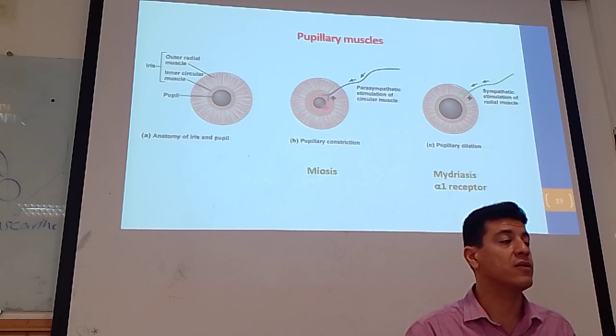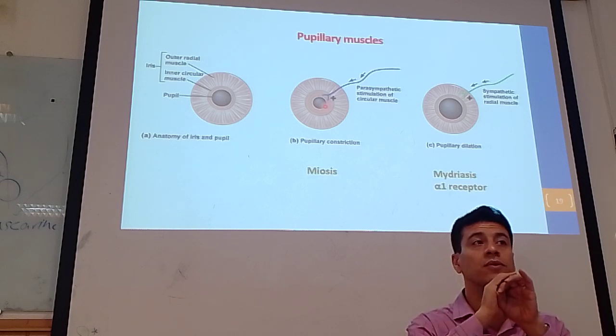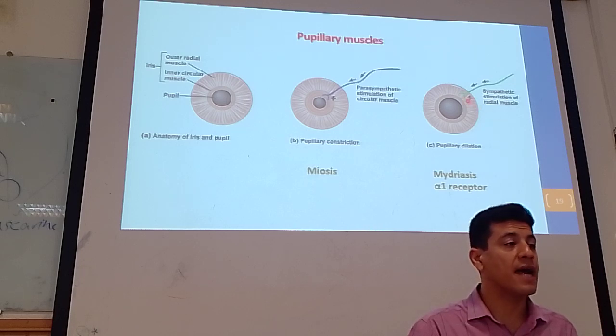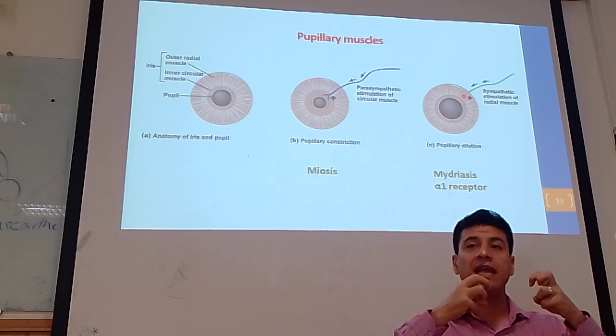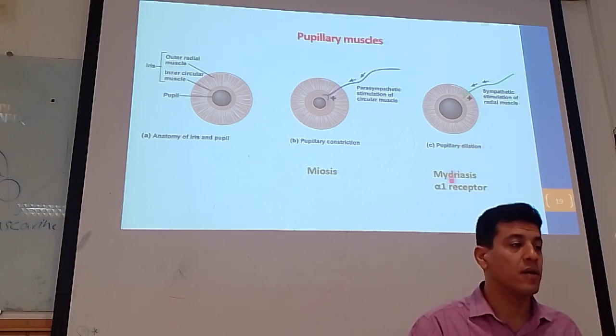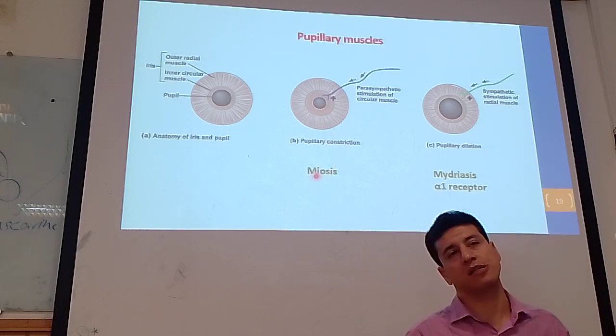Acetylcholine activates circular muscle. The result is constriction of the pupil, so we will have miosis, right? But norepinephrine activates radial muscle, so contraction causes dilation of the pupil. We call this mydriasis. So mydriasis is mediated by alpha-1 receptor, but miosis is mediated by muscarinic receptors.